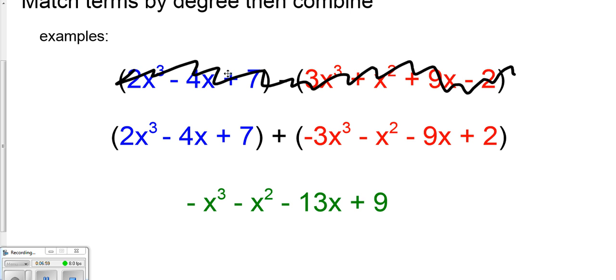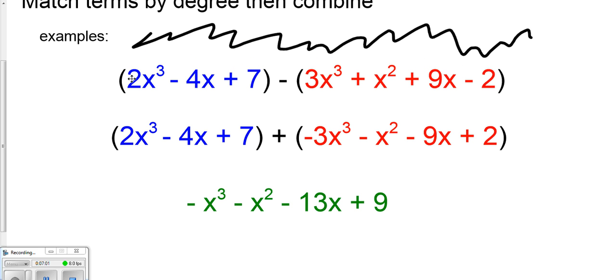So when we are subtracting the blue one minus the red one, this is the answer we would get. To find that, we changed it from a subtraction problem to an addition problem, but this would be the answer we get.